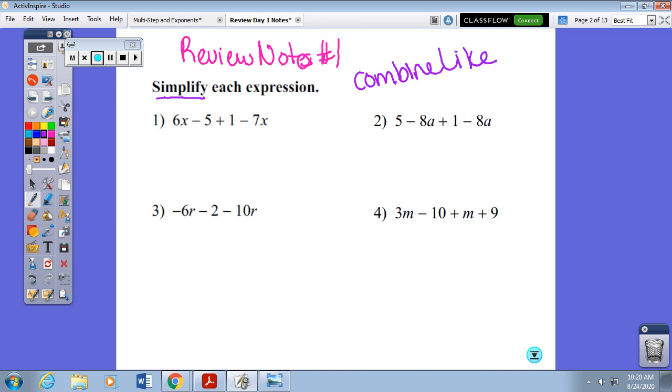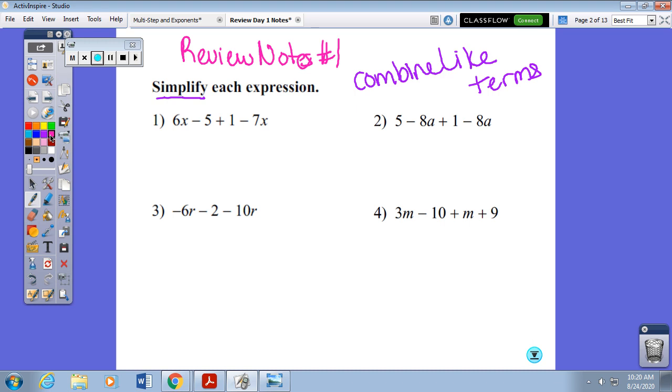Now, when I say combine like terms, the important thing about this means, you don't add in an equal sign. If you don't see an equal sign, there's not going to be an equal sign in your answer. Alright, so if we go ahead and look at combine like terms, we've learned this prior to, this is review for you.